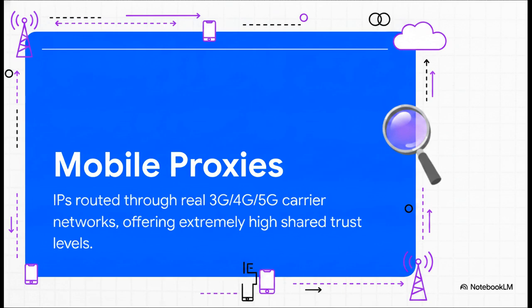They are blocking 500 real paying customers from accessing their site. Websites simply cannot afford to do that. That shared structure makes mobile proxies practically unbannable. They are, for sure, the absolute top-tier solution for bypassing the most advanced, aggressive anti-bot systems imaginable.